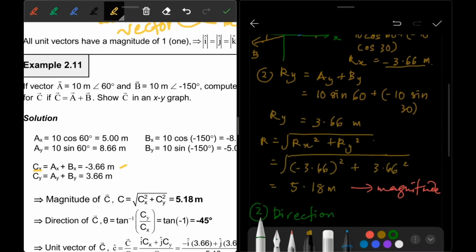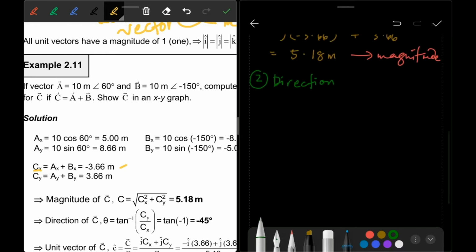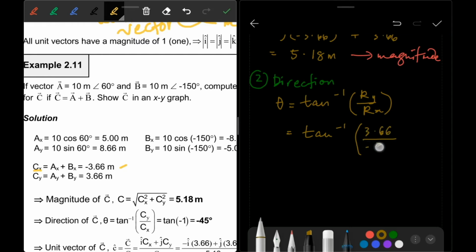Okay, settle for the magnitude. And then to get the direction, remember we will use theta is equal to tan inverse of Ry upon Rx. So here tan inverse of Ry 3.66 divided by minus 3.66. Here you will get minus 45 degrees. So you have to check for the quadrant to confirm the direction.